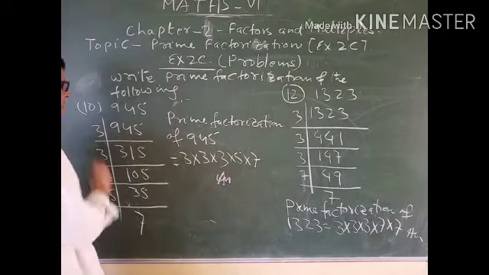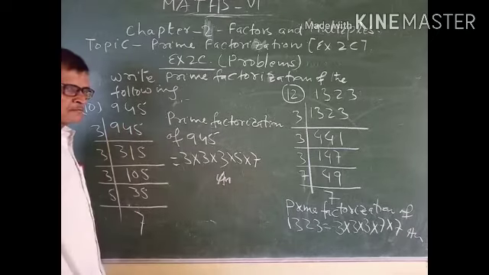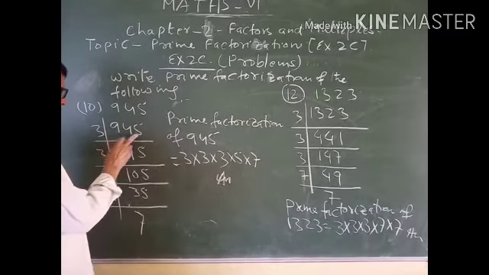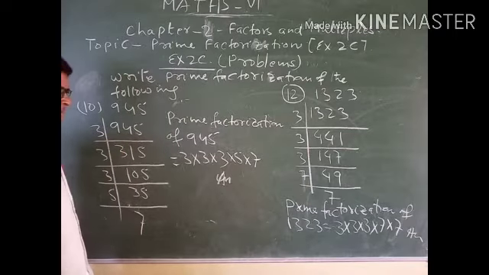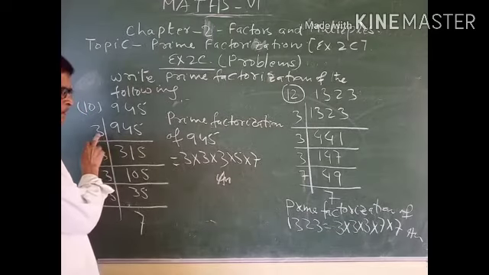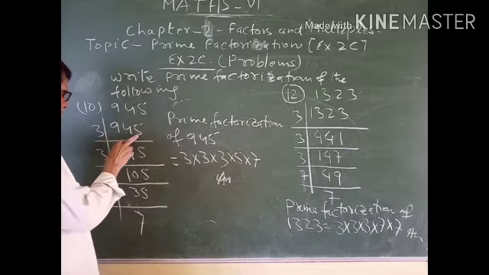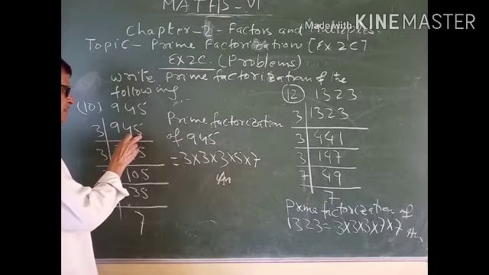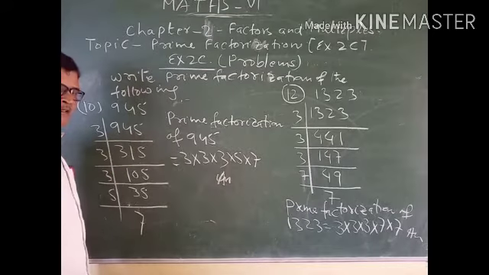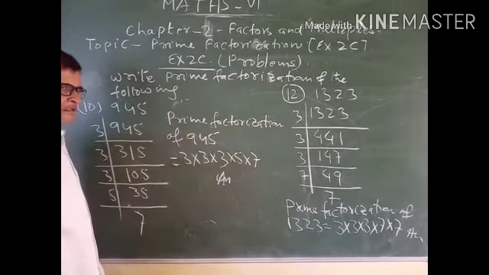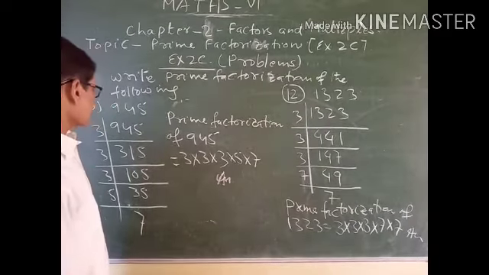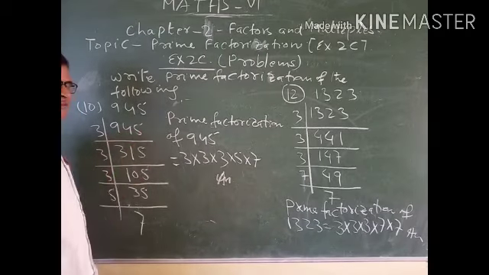Now question number 10, 945. I have taken some bigger number. 945. First of all, test by which number this is divisible. First observe by 2. Yes, this number ends with an odd number. And what is the divisibility rule by 2? The number should end with 0, 2, 4, 6 and 8, meaning it should end with an even number. This is not divisible by 2.